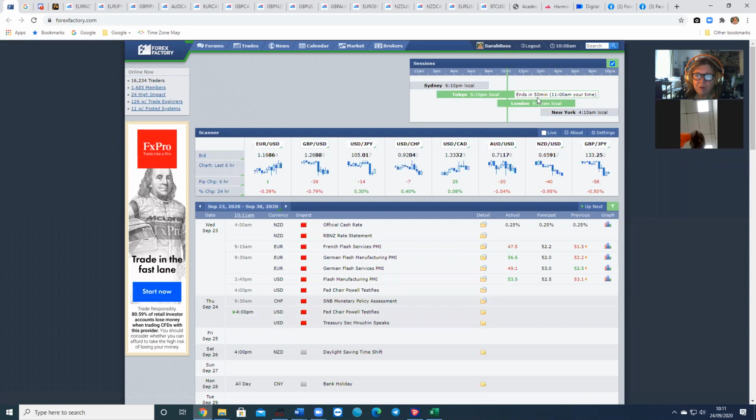Remember, you can put your sessions up here so that you can have a quick look at where you are. It helps the context of the pairs you're looking at and how they move, because they will move differently at the beginning of each session and at the end, and different pairs make different moves within each session.